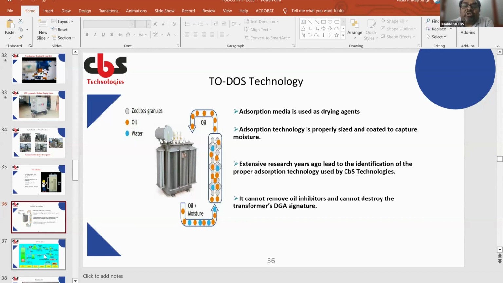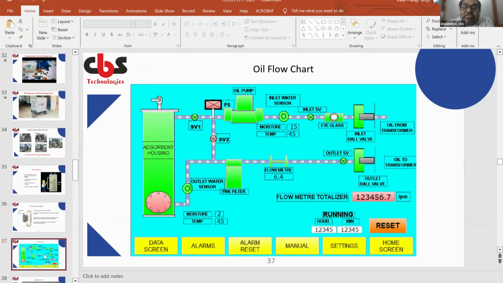This adsorption media is used as a drying agent. The adsorption technology is properly sized and coated to capture moisture. After extensive research over the years, it led to the identification of the paper adsorption technology used by our company, CVS Technologies. It cannot remove oil inhibitors.